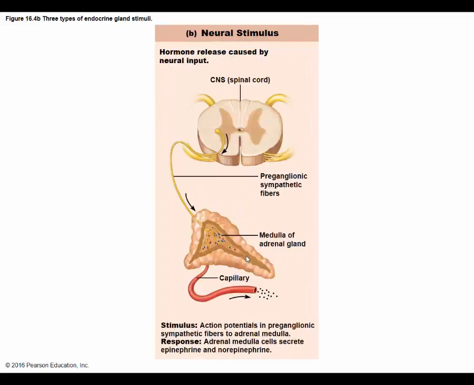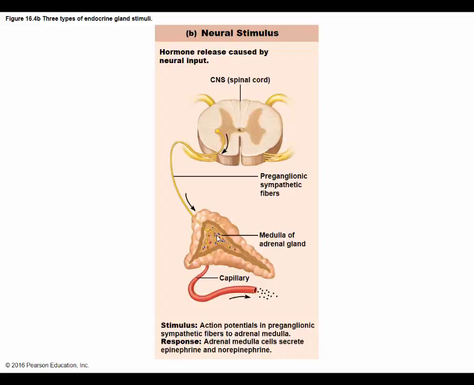Neural stimulus is when the body is encountering some stress that causes the nervous system to send an action potential to the adrenal medulla, the gland that sits on top of the kidney. The center portion is called the medulla. The outer portion is called the cortex. So the adrenal medulla has the cells that secrete epinephrine. And epinephrine is the short-acting hormone that responds to stressful situations.